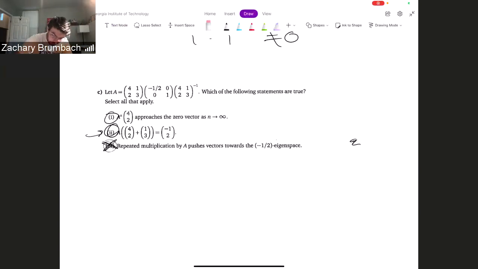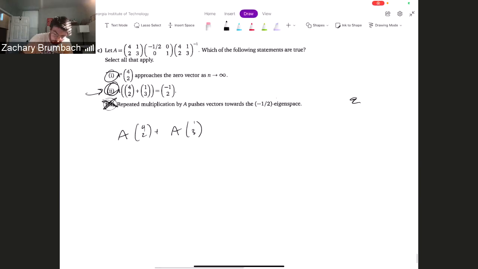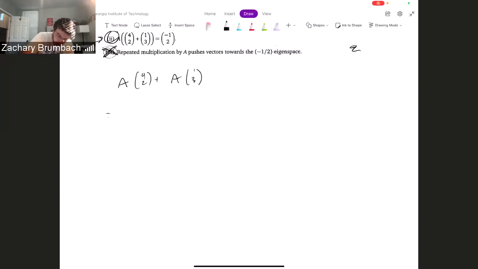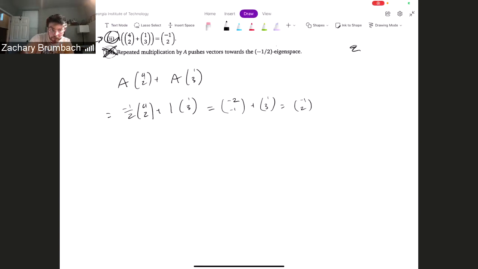It is true. When we plug this in, what we're essentially doing is distributing A of (4, 2) plus A of (1, 3). We know (4, 2) corresponds to the eigenvalue of negative 1/2, and (1, 3) corresponds to the eigenvalue of 1. So this becomes negative 1 over 2 times (4, 2), plus 1 times (1, 3), equals (-2, -1) plus (1, 3), equals (-1, 2). So that makes that true.